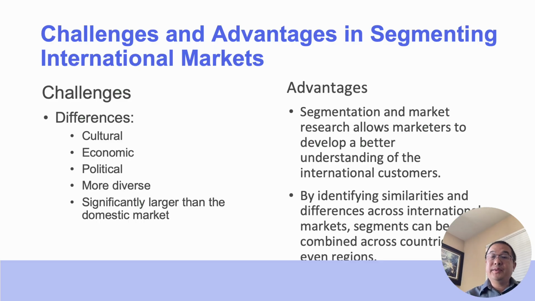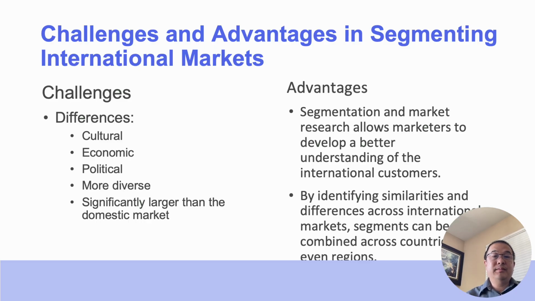Number 2, economic differences. Countries have different levels of wealth and income. Examples are high-income countries, middle-income countries, low-income countries. These differences affect product pricing, product quality, and consumer demand. As an example, Apple may sell premium iPhones in wealthier markets while offering lower price models in developing countries.